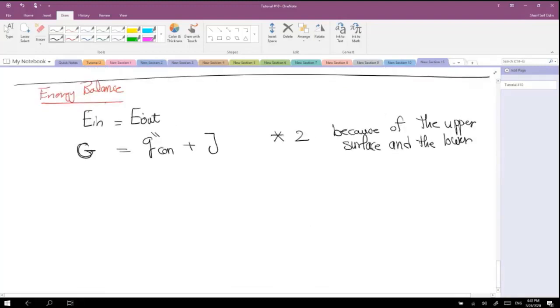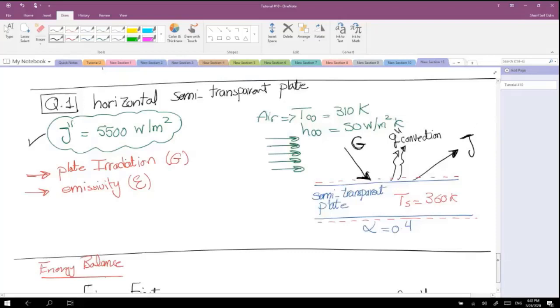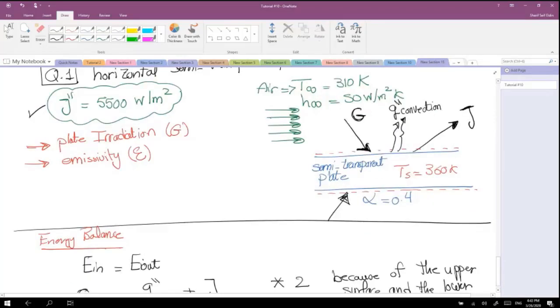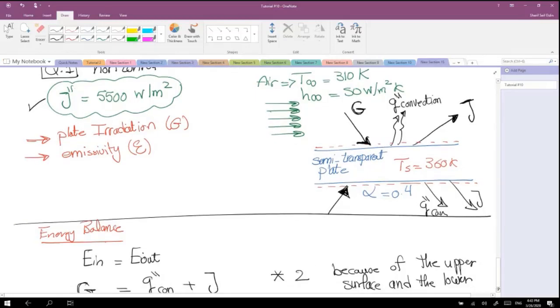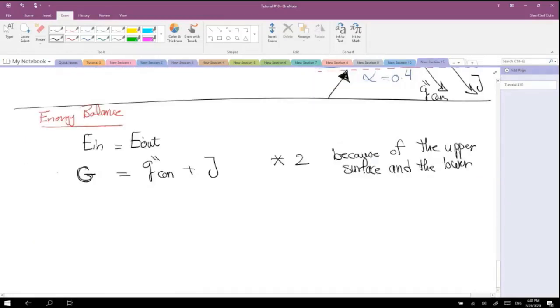But you maybe wanted to draw all of the heat fluxes coming in and going out. There is Q double dash convection from the other side, and there is J from this side as well. So we are supposed to have 2G, 2 convection and 2 radiosity, but we cancel all of them, or we can write it for one surface and multiply it by 2, but it doesn't matter.